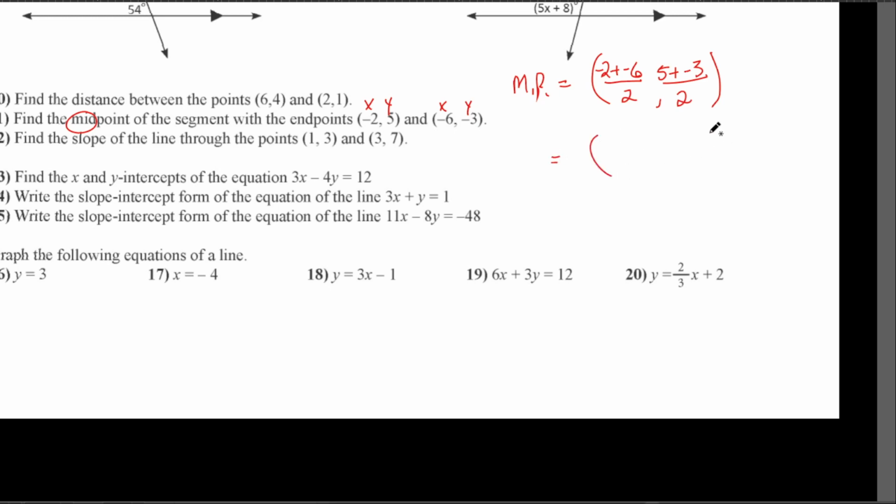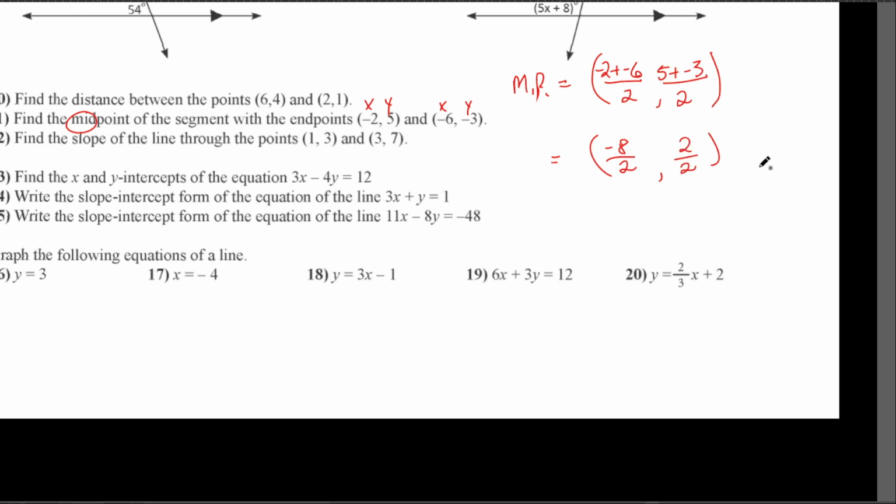And now we just work it out. Okay? This is pretty easy. -2 plus -6. That's -8. You got to know how to do that. But if you have a calculator, you can always put it in a calculator. But my goodness, okay, you shouldn't have to put that into a calculator. You should be able to do that. 5 plus -3 is just 2.